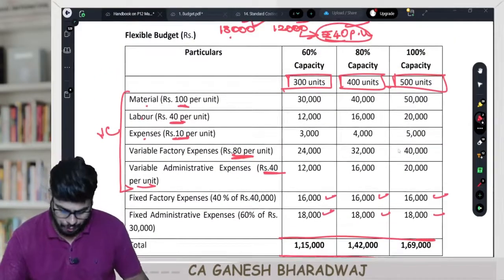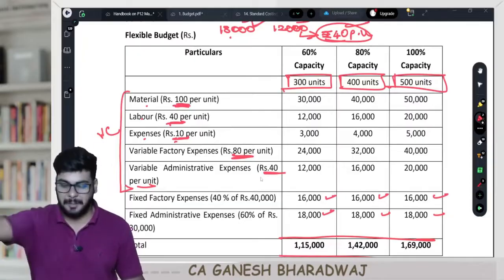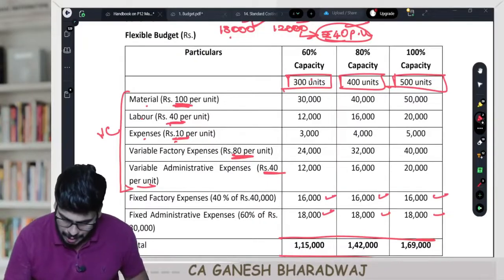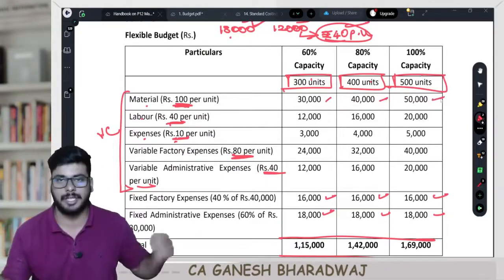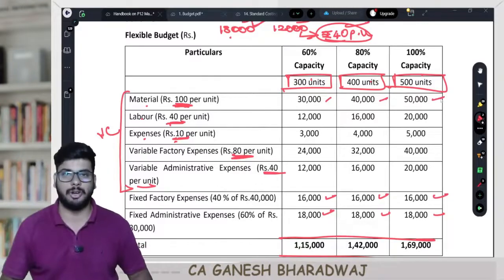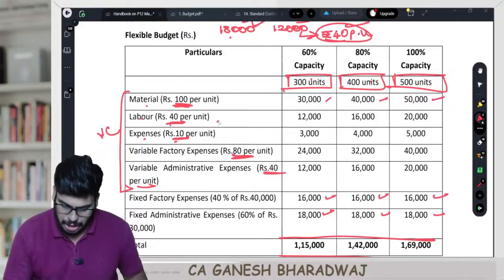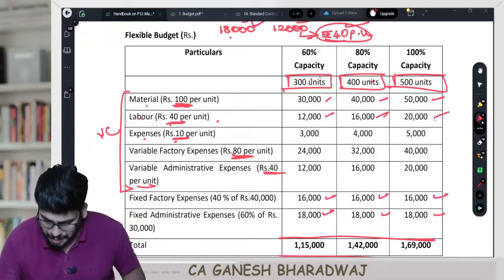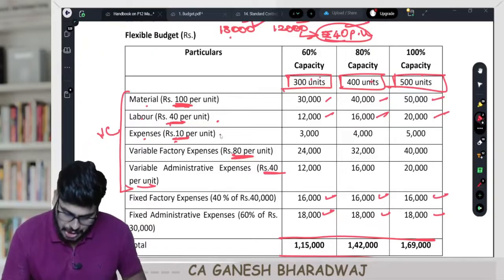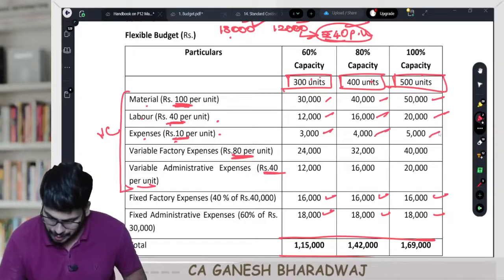So now all the variable cost components you've got on a per unit level, right? Multiply it respectively with the output. So here it's 100 rupees, 100 into 300, 30,000, 100 into 400, 40,000, 100 into 500, 50,000. Clear with this? So in a single shot, you've got all the three figures, material cost for each and every output level. Similarly, labor cost, 40 into 300, 12,000, 40 into 400, 16,000, 40 into 500, 20,000. Similarly, expenses, 10 into 300, 3,000, 10 into 400, 4,000, 10 into 500, 5,000.